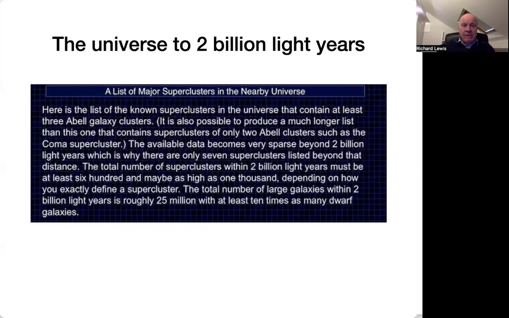Again, referring back to the Atlas of the Universe, there's an analysis of the universe out to 2 billion light years, and they have estimated roughly 25 million large galaxies within that distance. So we're going to use that as an aid to our calculations.